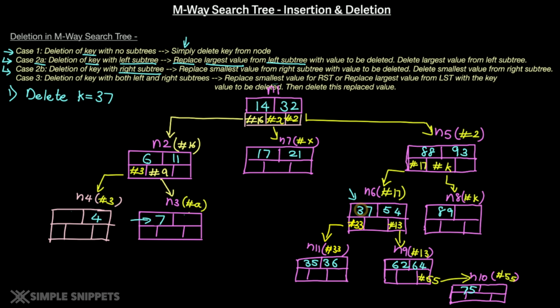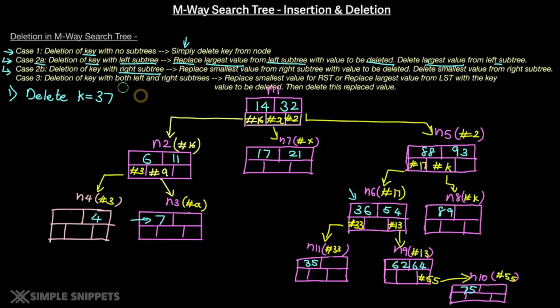So when you want to delete 37, the left subtree is this node. Inside this we have to find out which is the largest value. Which is the largest value over here? It is 36. So you have to replace 37 with 36. That is what it is saying: replace the value to be deleted with the largest value from the left subtree. The value to be deleted is 37. So you take 36 and put it over here, and then you have to delete the largest value, 36, from the left subtree.